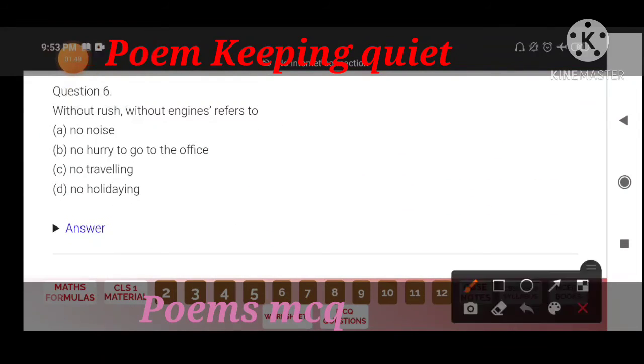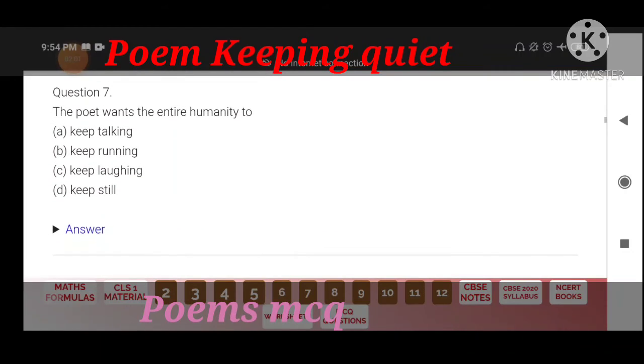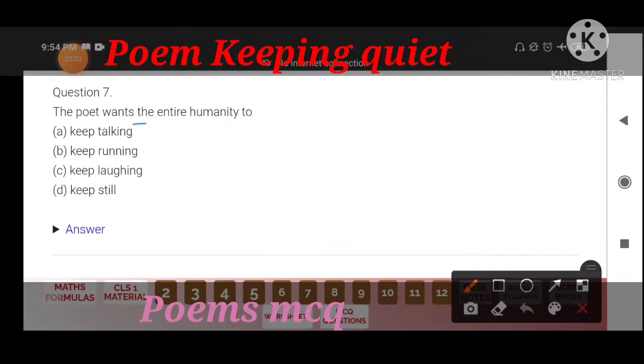Without rush, without energies refers to no voice, no hurry to go to office, no traveling, no holidaying. So the answer is no noise. The poet wants the entire humanity to keep talking, keep running, keep laughing or keep still. So the answer is keep still.